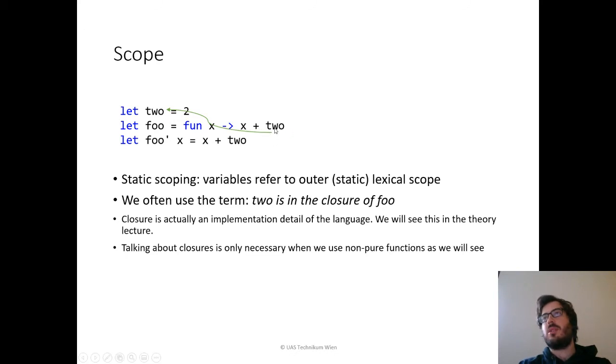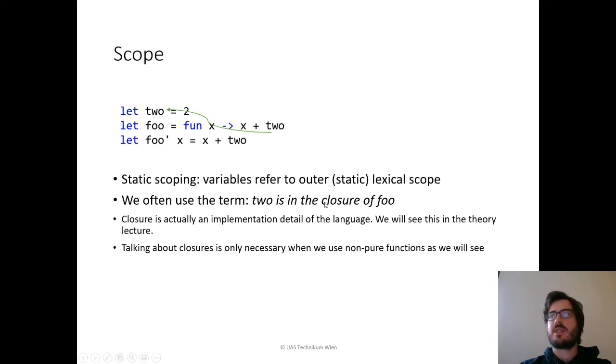The variable 5 in that case refers to the outer scope where it is defined, and this is called static scoping. What we often hear in folklore or in functional programming on Stack Overflow and stuff like this, people talk about the closure. Actually, what this means will be revealed in the lecture about theory. However, the term closure is more like an implementation detail of the language instead of a general concept.